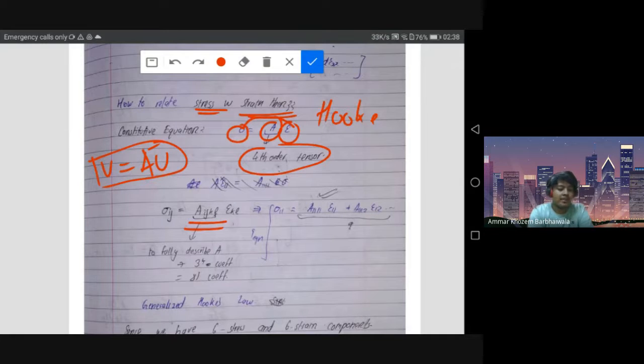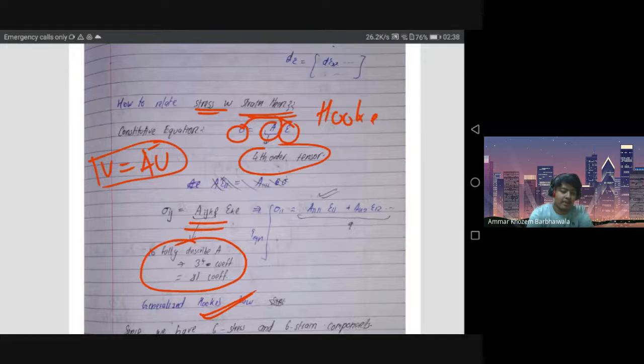To fully describe it, we need 81 coefficients, and this is the generalized Hooke's law, where we have to find the 81 coefficients. But unfortunately this is not plausible, so we obviously make some assumptions.